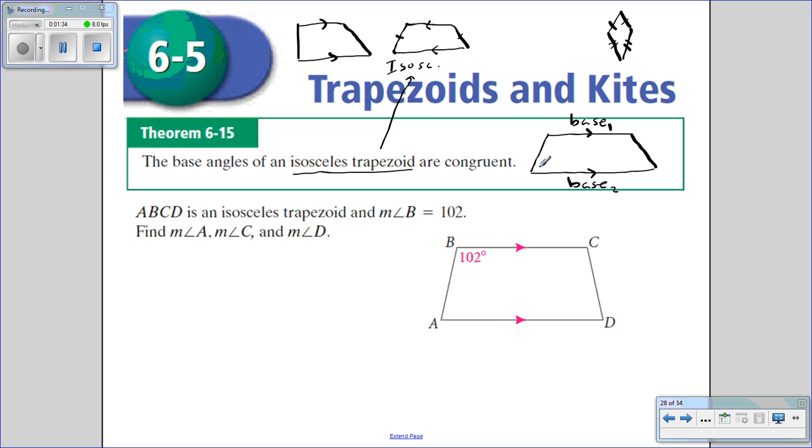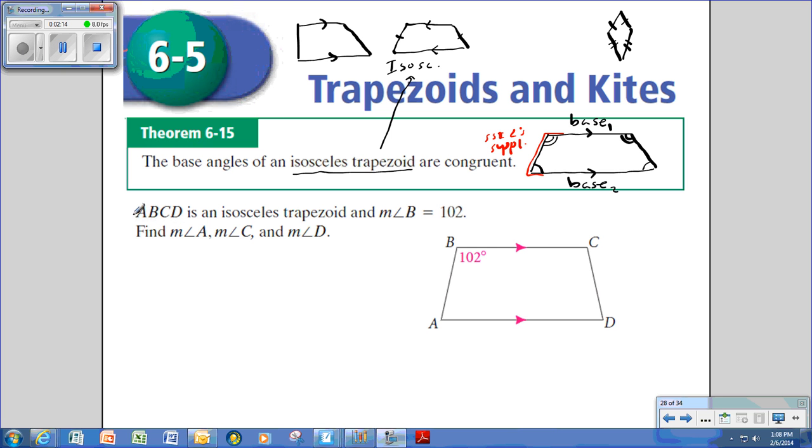So the base angles. This is a base angle. It is congruent to this base angle, which means the two top base angles would be congruent to each other as well. Now also remember that these form the letter C, which make same side interior angles. Same side interior angles are supplementary, since we have parallel lines and a transversal.